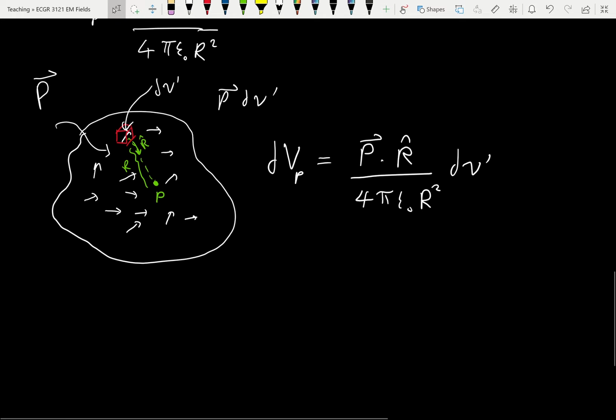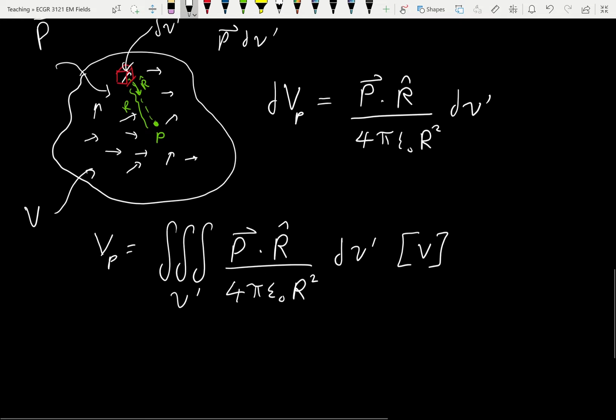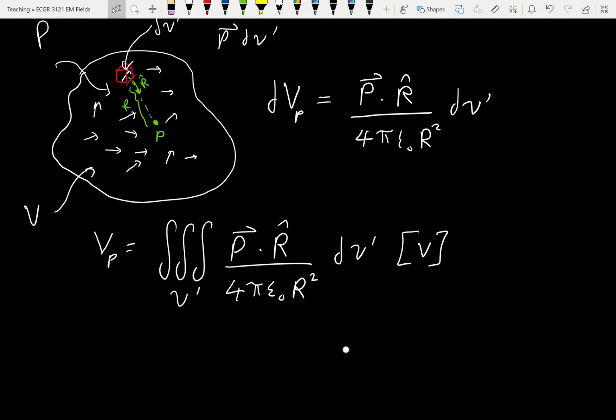So what's the complete voltage at that point? Well, we have to integrate over the volume. This is the volume, by the way, V prime, the whole volume. So it's the volume integral over V prime of p dot r hat over 4 pi epsilon naught r squared dV prime, in volts.